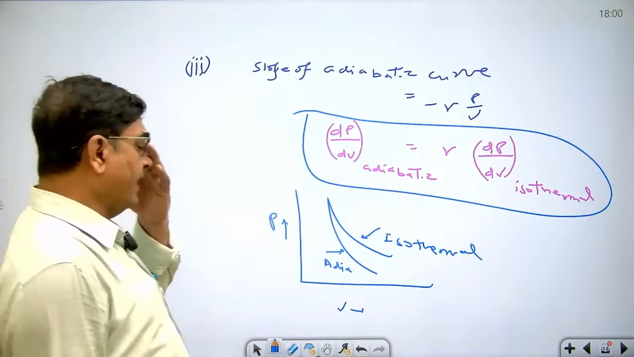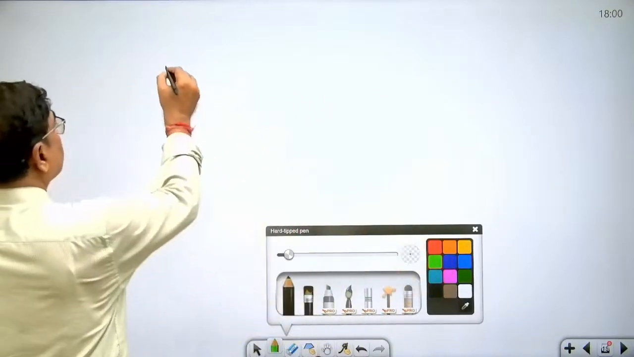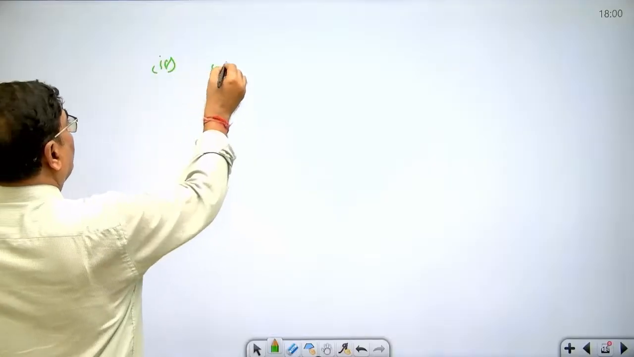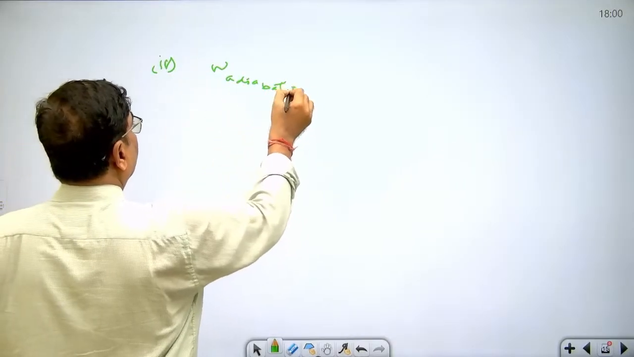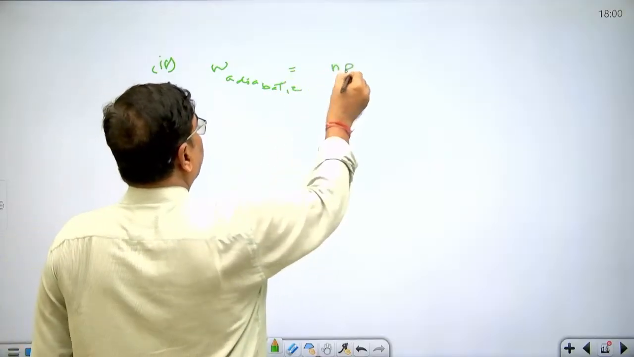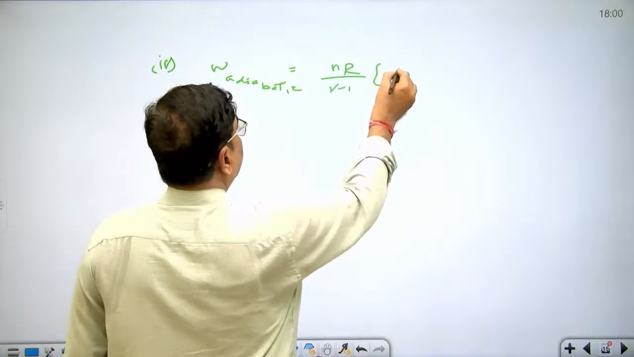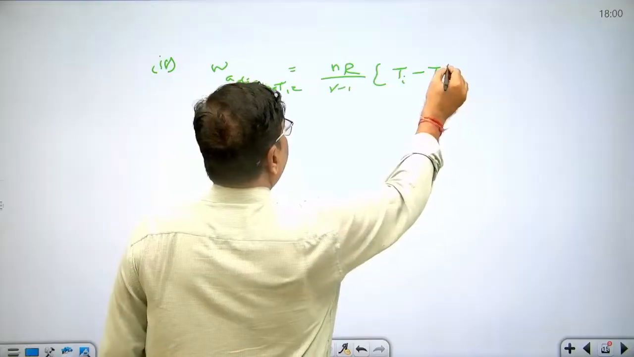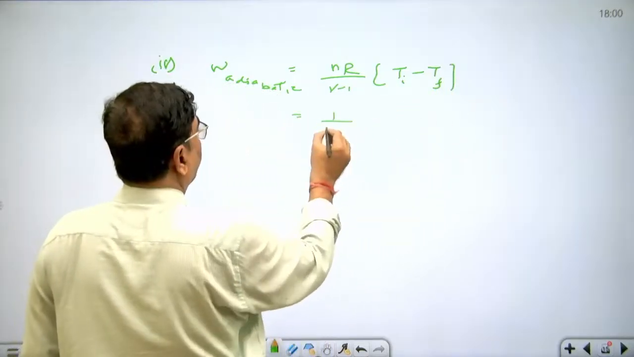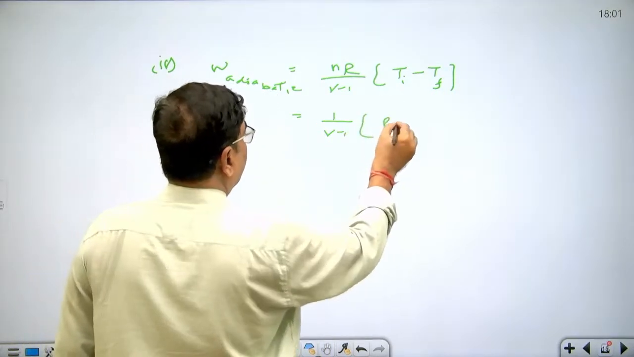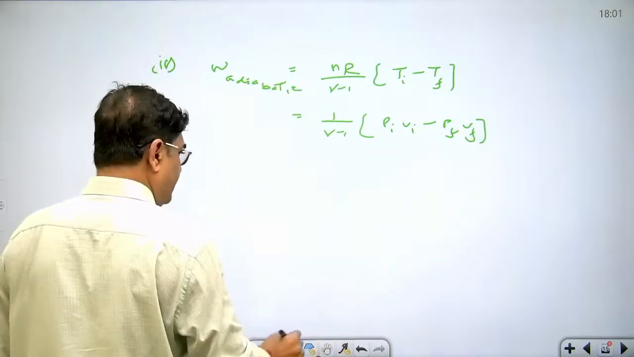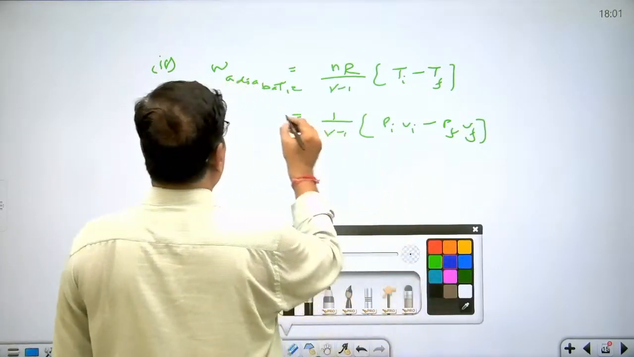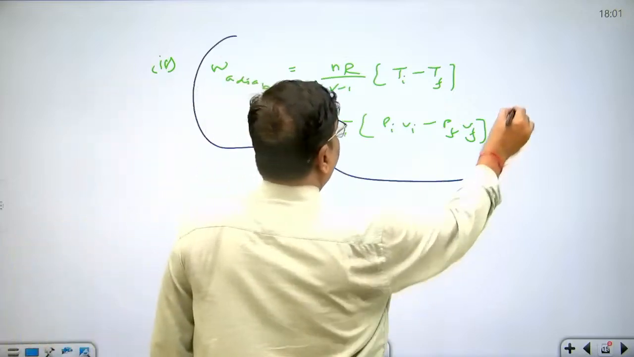Now dear student, we are writing the equation for work done. Work done in adiabatic process is equal to nR upon gamma minus 1 times T initial minus T final, or 1 upon gamma minus 1 times P initial V initial minus P final V final. This is the equation for work done by gas in an adiabatic process.